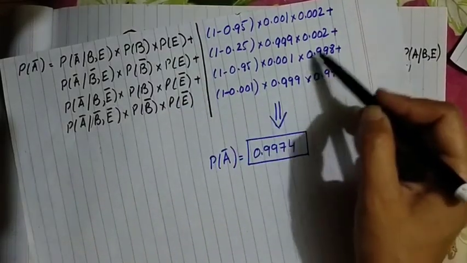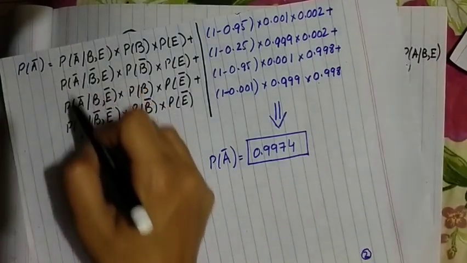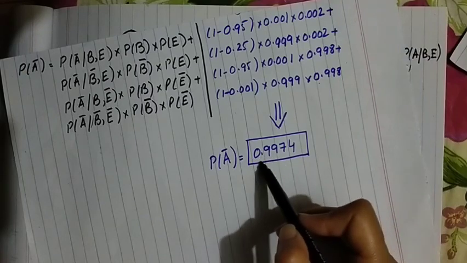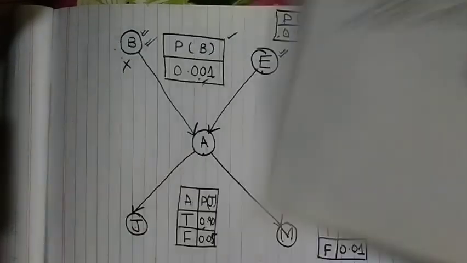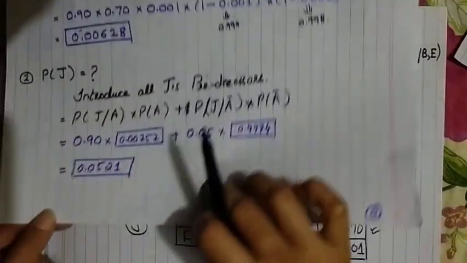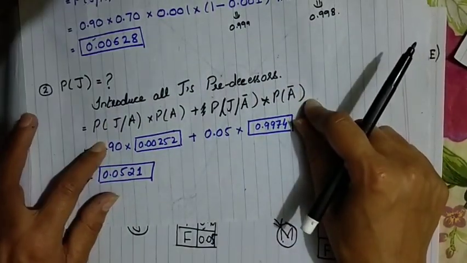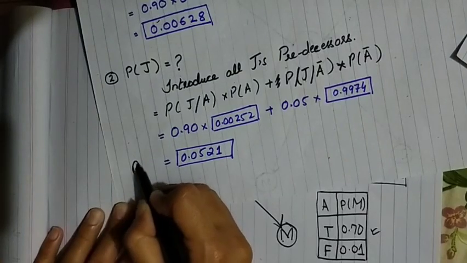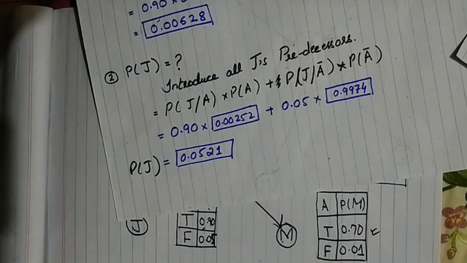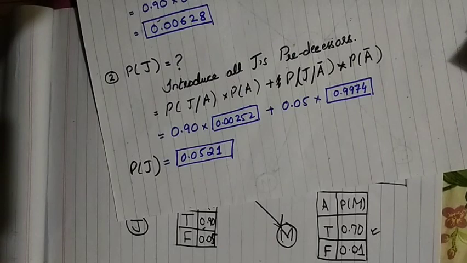So here I got it, 0.998. For the false statements I placed all the values in the same way as we did for probability of a. Simply this condition has changed, so that will give you the output of 0.9974. And after placing this value within this formula, which we defined for probability of j, I will get the output of 0.00521 for this probability of j. This is how the probability is found out.